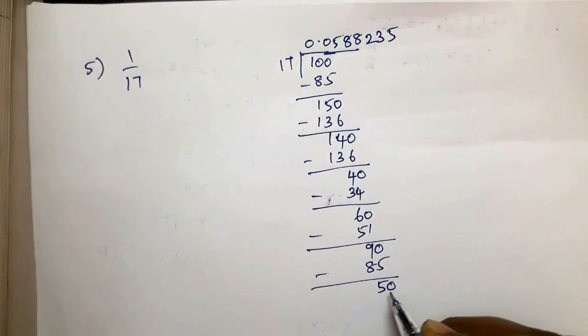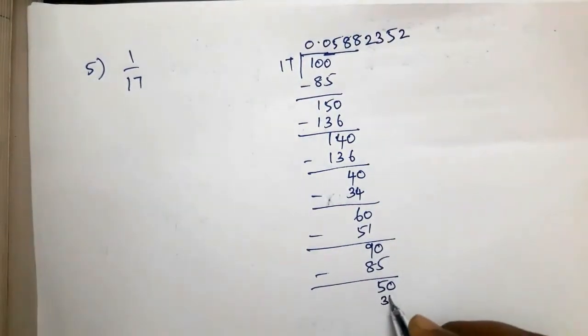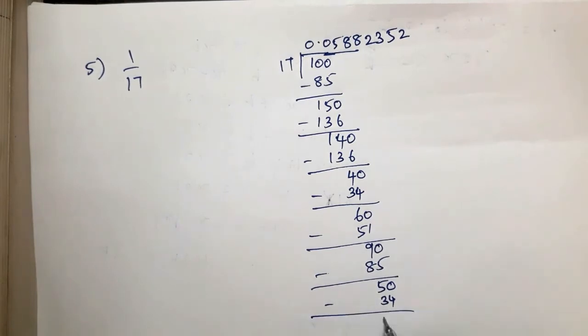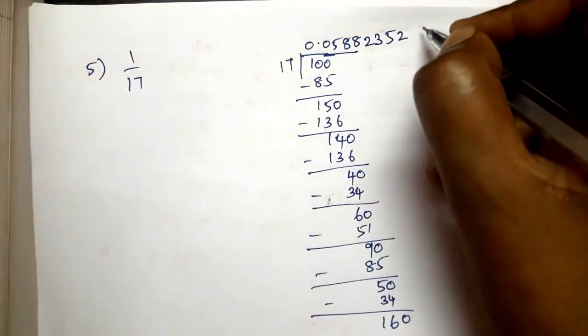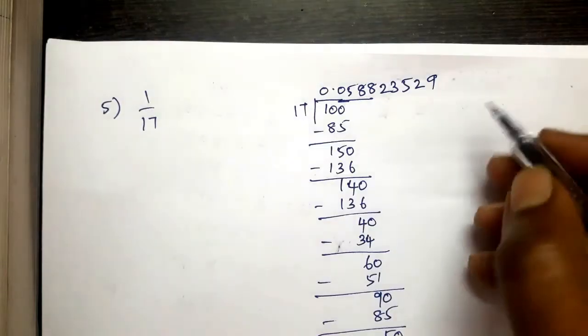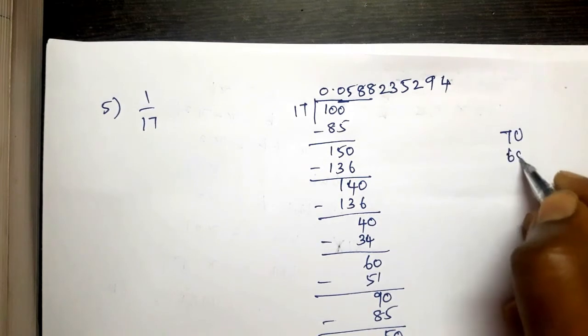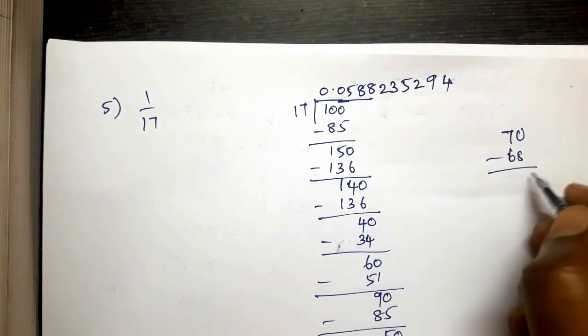Add one more 0. Now in 50, 2 times is possible. So 34. Now do the subtraction, I should get 16. Add one more 0. Now in 160, 9 times is possible. So 9 into 17, we should get 153. Do the subtraction here, we should get 7. Again add one more 0. 4 times is possible. So 4 17s are 68. Do the subtraction here, remaining 2.